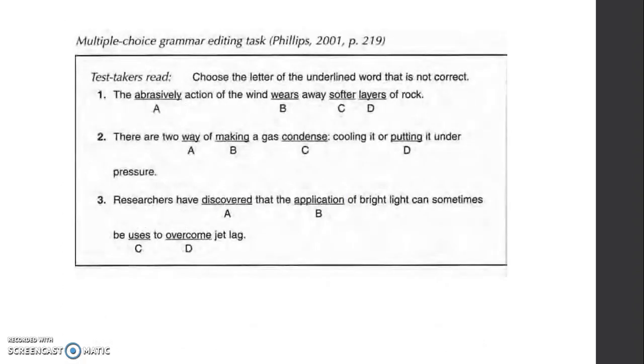Multiple choice grammar editing task. Here they're supposed to choose the letter of the underlined word that is not correct. So here we have the abrasively action of the wind wears away softer layers of rock. They don't really even necessarily need to understand that sentence. They do need to understand forms of speech, and that abrasively would be incorrect because it is describing a noun, not describing a verb. So we need an adjective, not an adverb, so it shouldn't have ly in that first sentence. So we're focusing on grammar in this case.